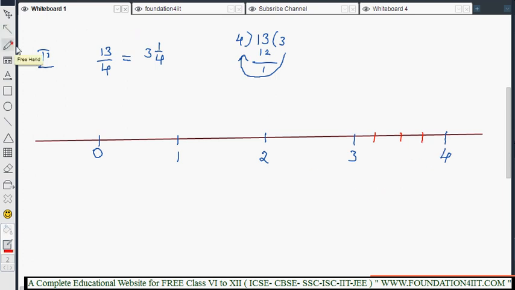Now to represent this 3 1 by 4 on the number line, after 3 we made 4 parts. So the first part is 3 1 by 4. That is the first part itself. This is 3 1 by 4. Because next is 3 2 by 4. Next is 3 3 by 4. Next is 3 4 by 4. That is 4.